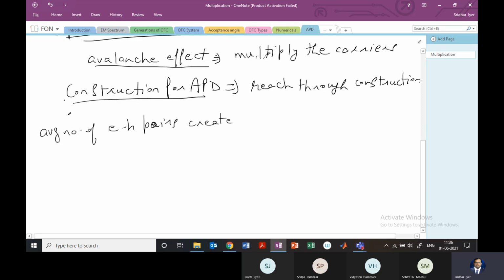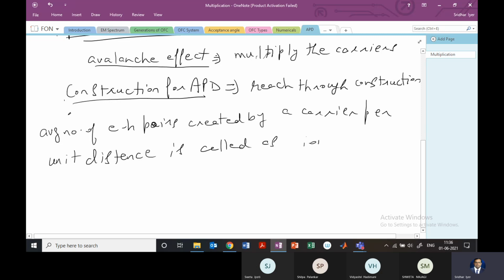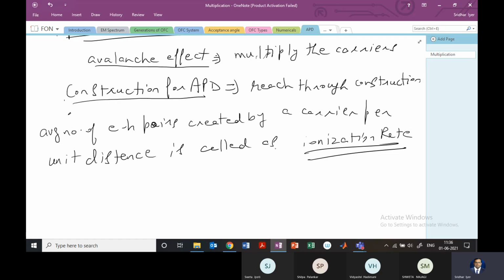created by a carrier per unit distance is called the ionization rate. Right? So these are important terms which I'm mentioning here. This ionization rate is going to be different for different kinds of semiconductor materials.